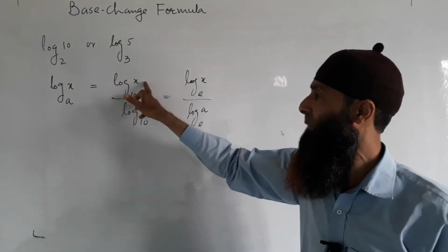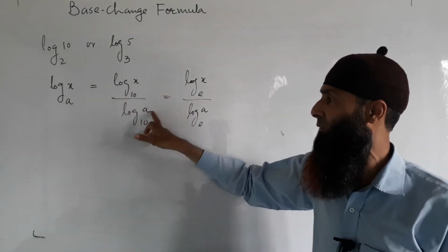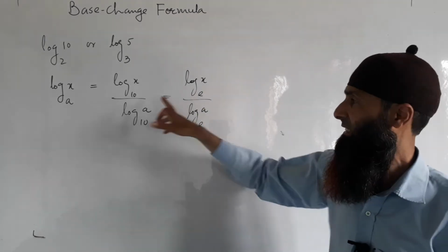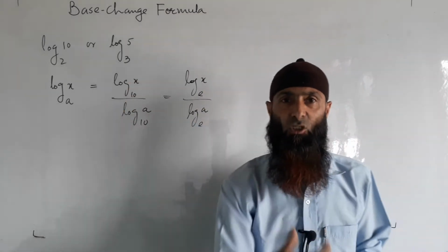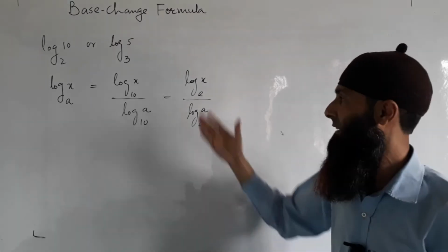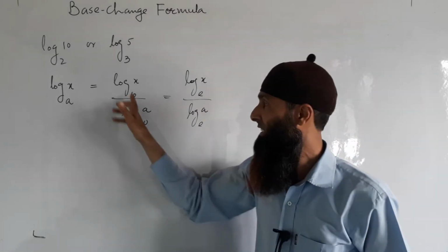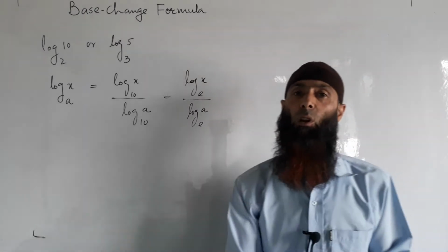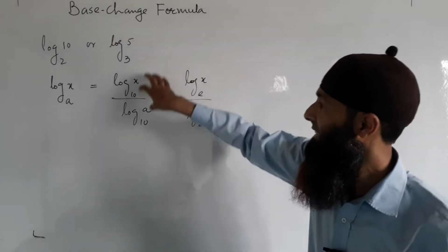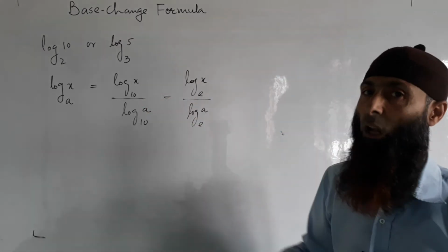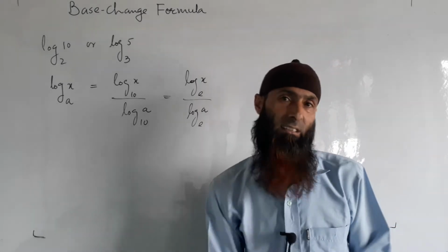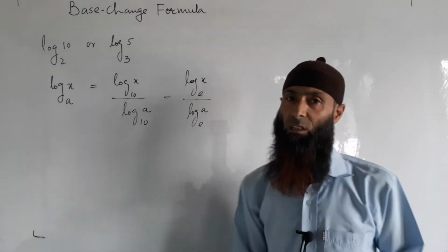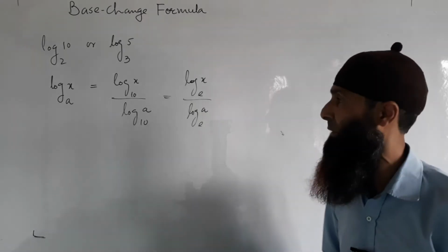You can use log of x to the base 10 divided by log of a to the base 10, or you can use log of x to the base e divided by log of a to the base e. When the base is 10, it is called a common logarithm, and when the base is e, it is called a natural logarithm. These logarithms can be evaluated with the help of a calculator, because I have already told you the calculator evaluates those logarithms which have 10 or e as the base.